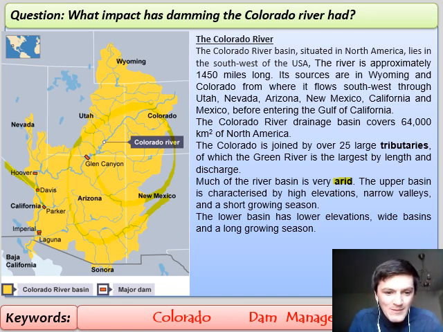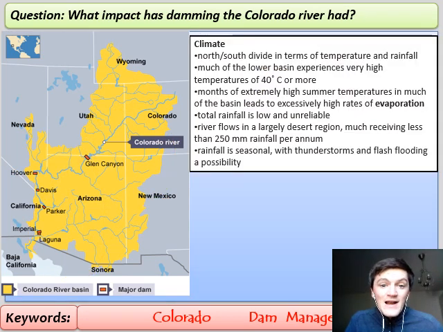The lower basin, so when we get down to this stage around here, has a wide basin, so it's a wide river, okay, and it has a longer growing season. But obviously, to get the water down here, you need to have the water up here where it's arid and dry. So a couple of important things to consider when we look at the climate. Okay, there is a north-south divide.